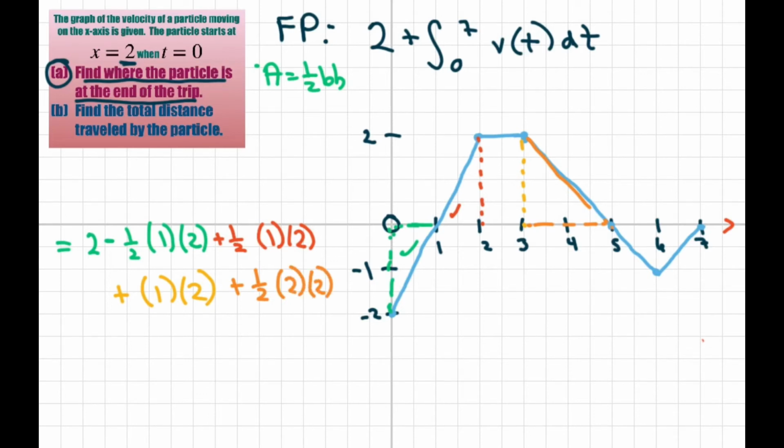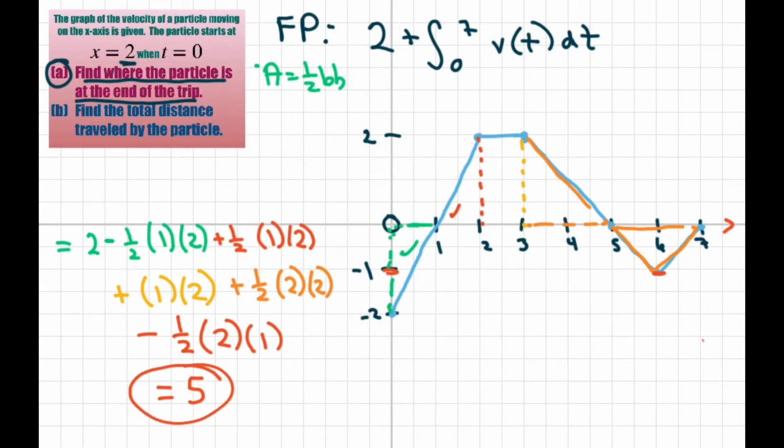And the last triangle is this one right here. And that one's going to be minus, because it's below the x-axis, 1/2, and it's 2 times 1. So we're going to get negative 1 right here. All right, and when you add all this up, we get equals 5. So that's it for that.